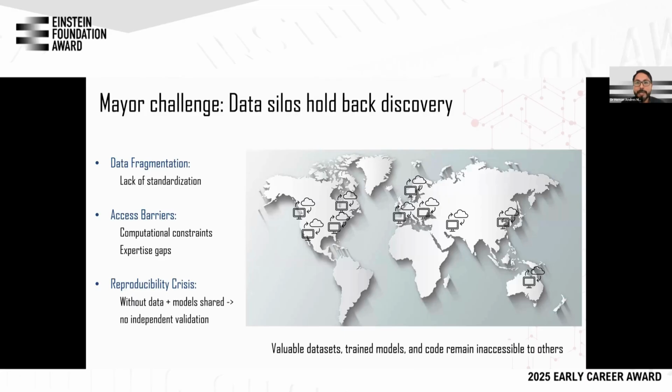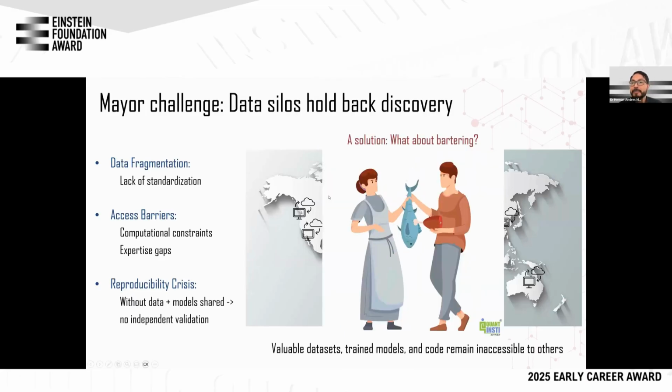So what we propose is to go back to something that worked for humanity long ago, that is bartering. What if I don't propose that you only share the data, but I give you something in return? I give you a model that you can use to analyze your data, and then you get something in return, not only sharing your data.